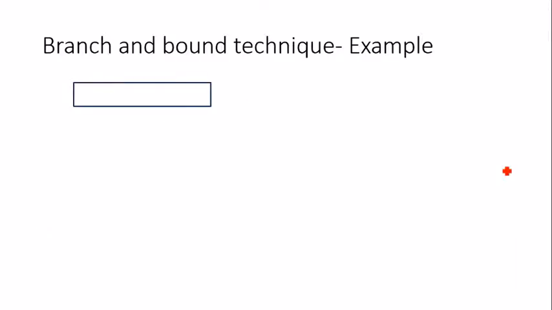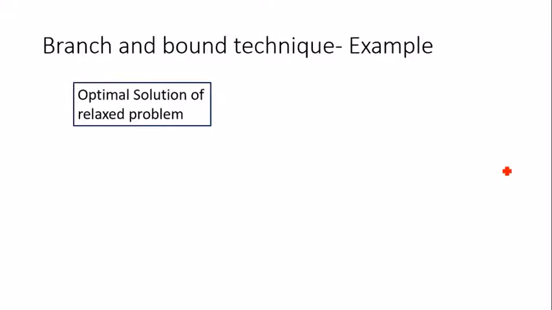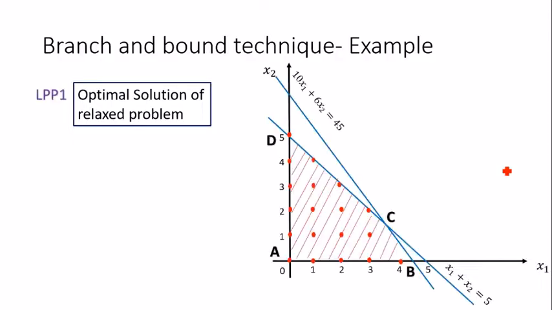There is an appropriate representation of branch and bound technique solutions. We draw a tree-like structure in which at every node we write the optimal solution of a different LPP. So this is my LPP1. The relaxed problem without integer restriction is LPP1. I'll be writing in this box the optimal solution of the relaxed problem. So let's find the optimal solution of the relaxed problem. I have drawn the feasible region, and this is bounded by A, B, C, D.